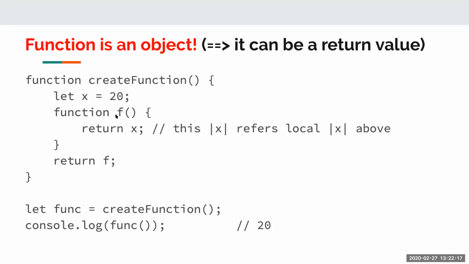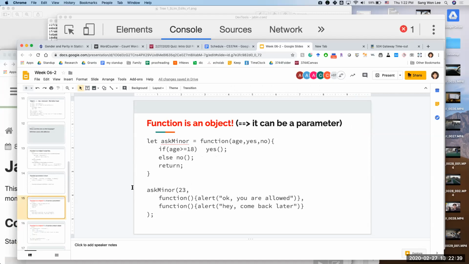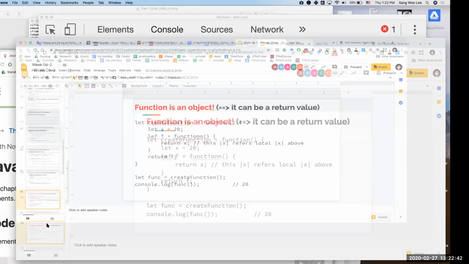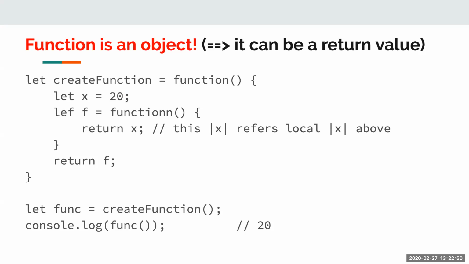Oh, I should have not used this. I am sorry. Let f equal to function. Did I do the same mistake here? No? Nope, yes, okay, cool. So I'm creating a function called create function, and then inside the function, I'm creating another function called f, and then I'm returning that f.